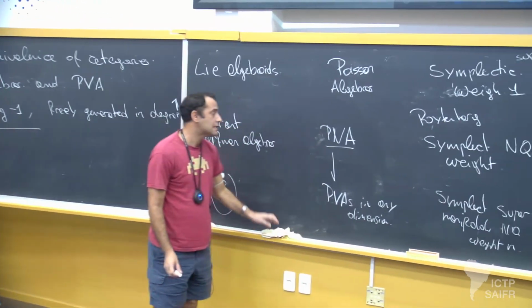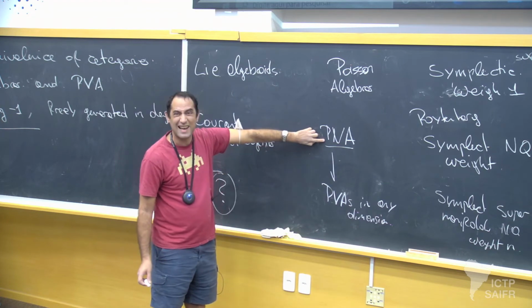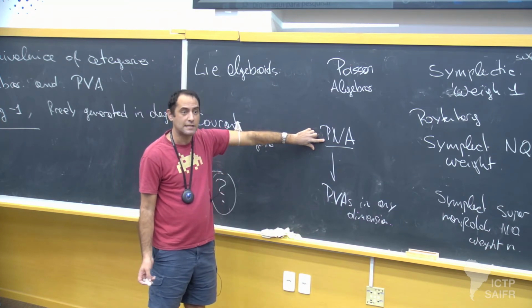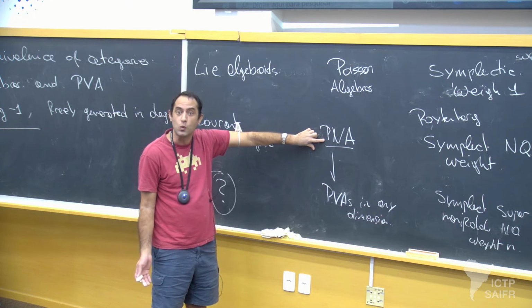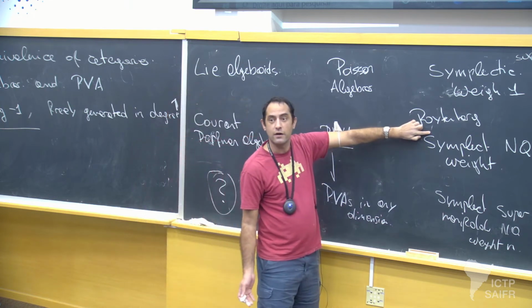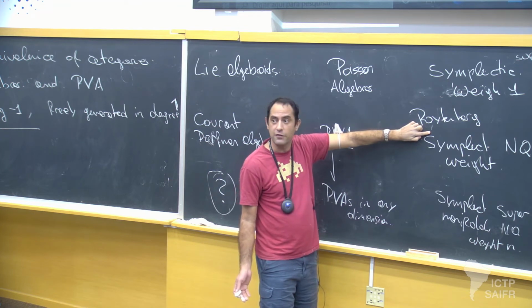More interesting is this. Poisson vertex algebras were classical limits of vertex algebras. Vertex algebras, we believe them to be connected to conformal field theories. Those are theories in dimension 2. And I'm telling you that this guy here is the target of a field theory in dimension 3.